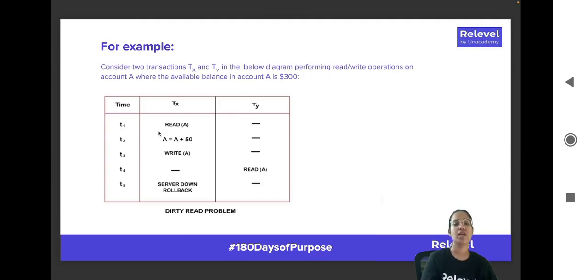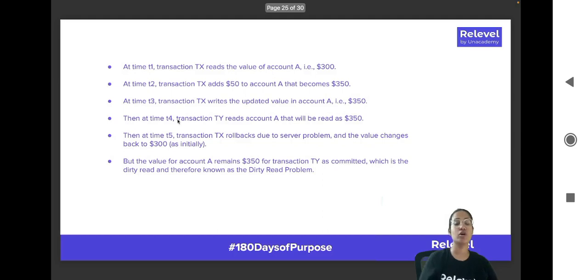Take an example. Two transactions, TX and TY, available balance is $300. Read is done by TX, correct? And then $50 got added. So we have 350 and we updated 350 in the database as well, okay? But somehow the server went down, or some system failure happened. And at that moment TY read it. So what will TY read? 350. But actually after rollback, the balance was again 300. So dirty read, wrong read problem.